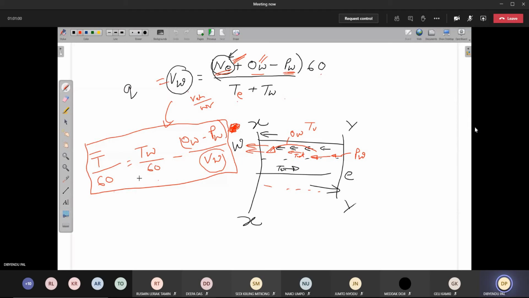Okay, so this is the equation. Whatever I have written here and whatever is written there, both are the same equation. If you have any issue, then ask me. Otherwise, I will go to a problem.